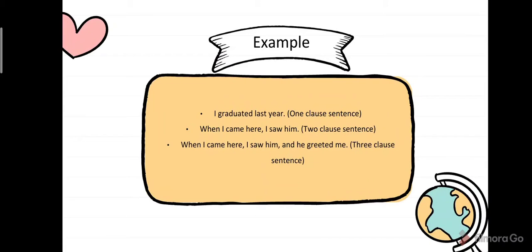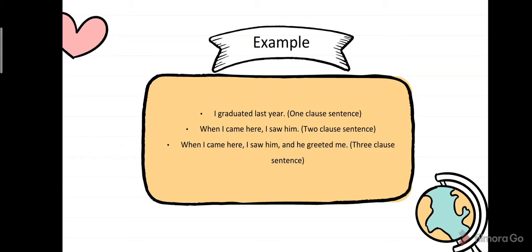The next is the example of clause, according to how many clauses it has. The first is: I graduated last year. This is a one-clause sentence. The next is: when I come here, I saw him. This is a two-clause sentence. And the example of a three-clause sentence is: when I come here, I saw him and he greeted me.